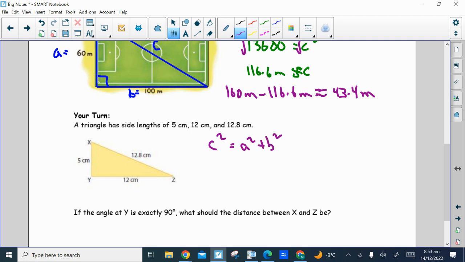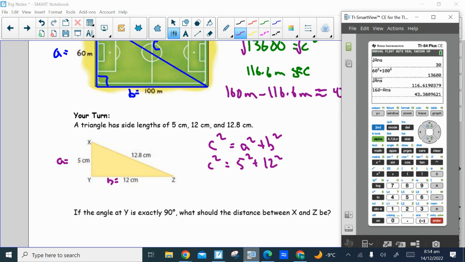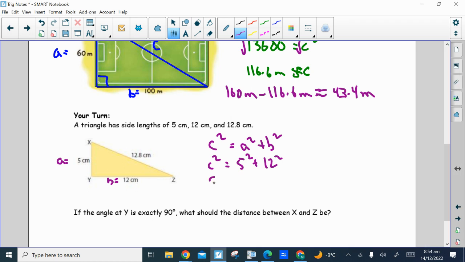It doesn't matter if it's a squared plus b squared equals c squared, or c squared equals a squared plus b squared. It doesn't matter. But a and b are the two legs of the triangle. It doesn't matter which one is a and which one is b, but they are the two legs, the sides that make the right angle. So I said that a was 5 and b was 12. So let's see what we get when we go 5 squared plus 12 squared. 169. And when we take the square root of that, we're actually going to get 13.